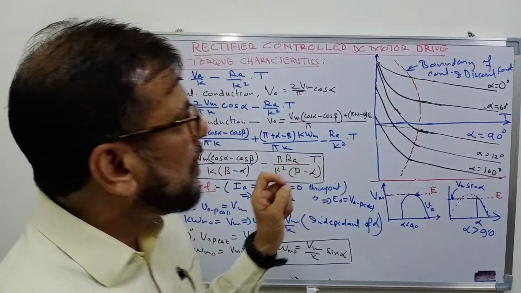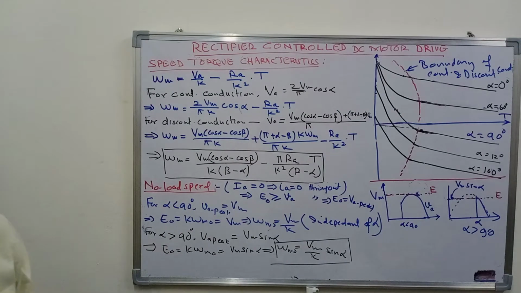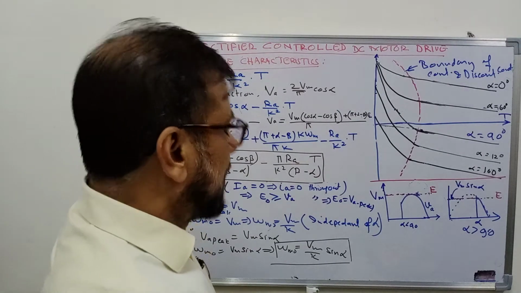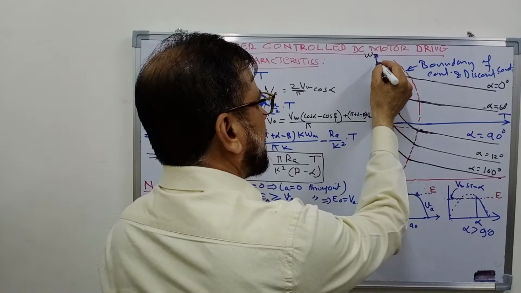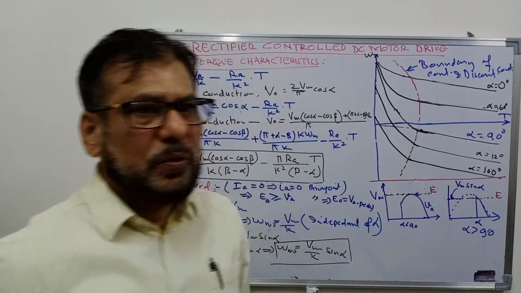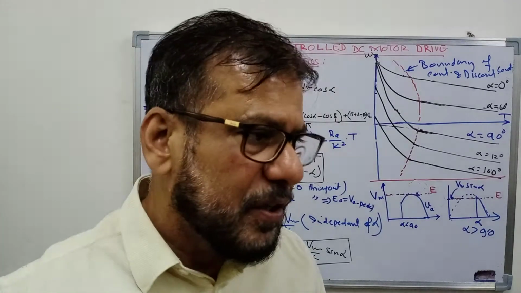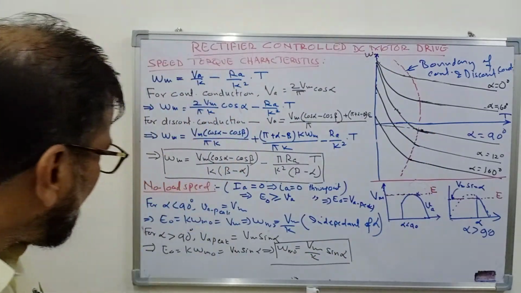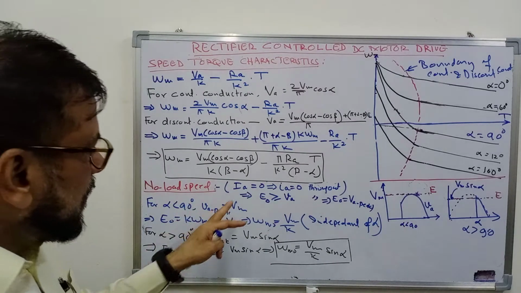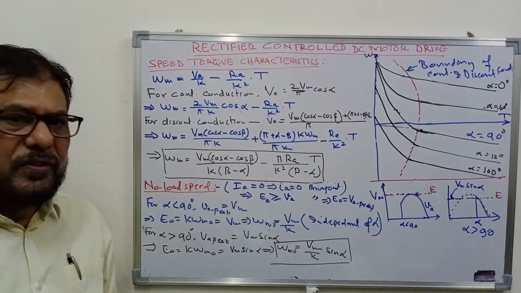So let us see what will be the y-intercept, that is, what is the no load speed of the motor. So this is the no load speed. What is the no load speed of the motor, that we have to think, so that we can complete these characteristics. So at no load, that is the torque is 0.